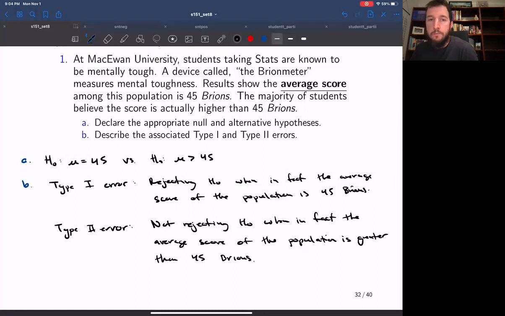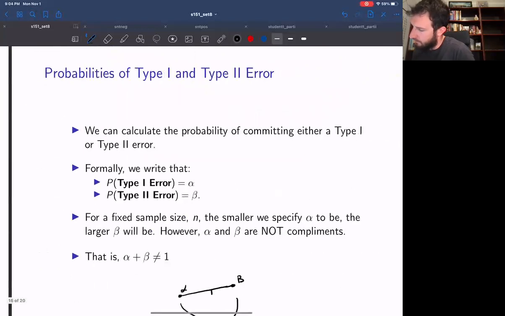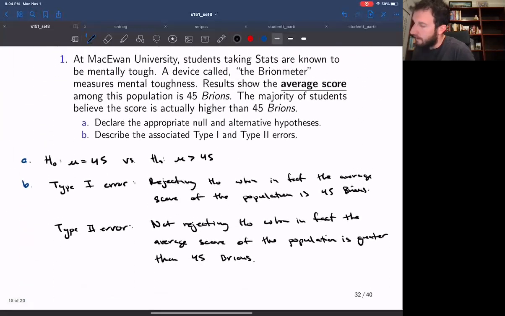So we say that there is evidence to suggest that the average score is greater than 45 Bryons. Wait, sorry. Yeah, so we would basically say there's no evidence to suggest that the average score is bigger than 45. So there's evidence to suggest that it's equal to, but in reality, the mean of this population actually is bigger than 45.